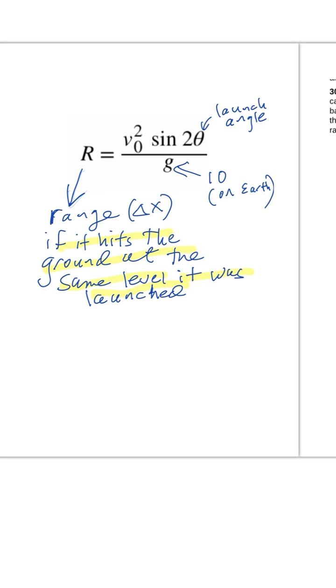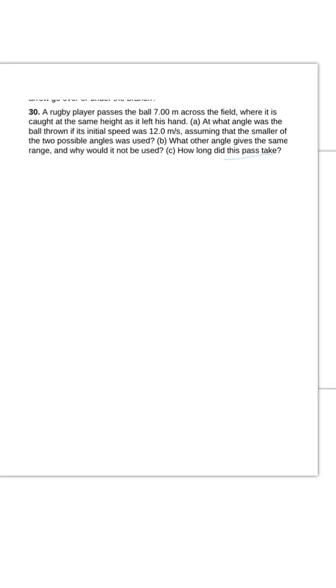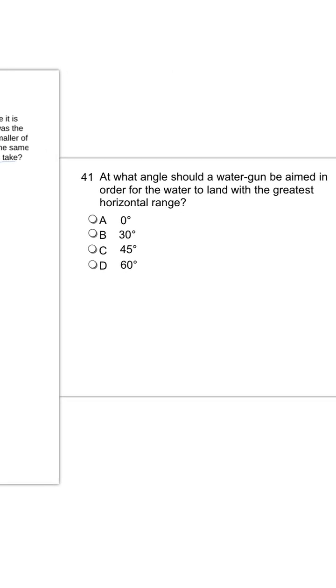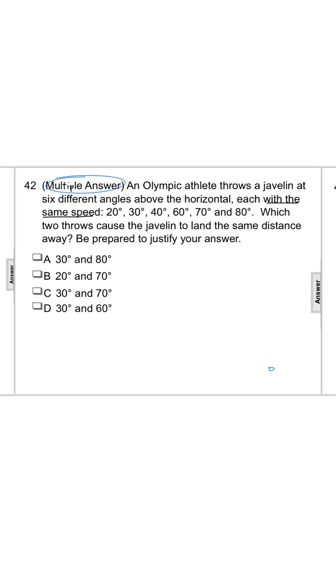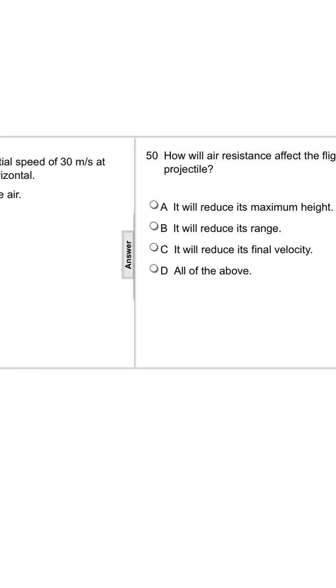Okay, so there's that equation that I gave you, but it can only be true if you hit the same level that you launched from. Okay, these are simple. You can do these from what I just said.